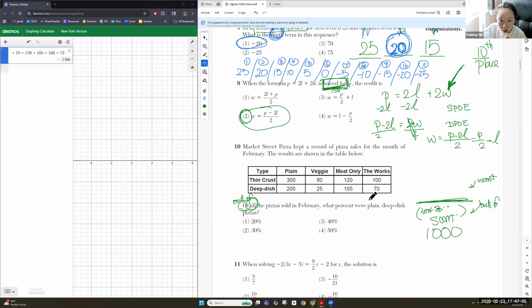But what they want, though, is the plain and at the same time, deep dish. So plain goes right here. Deep dish goes right here. So the only number that satisfies is just 200. So on the top, I'm going to go ahead and put what they want, which is exactly 200. So what percentage is that? 200 out of 1,000. But once again, we have a calculator. So 200 divided by 1,000. All right, I got the number 0.2. What percentage is that?